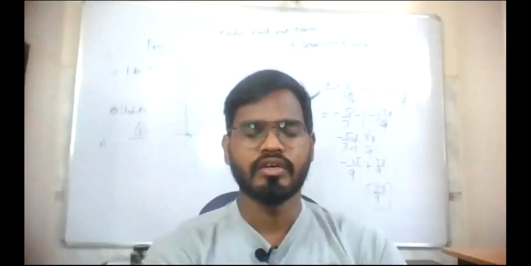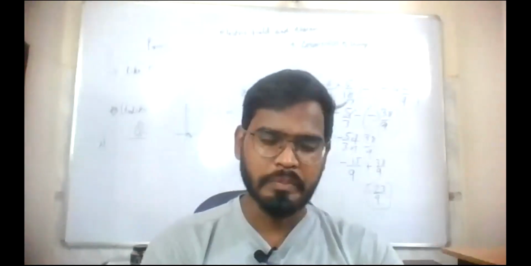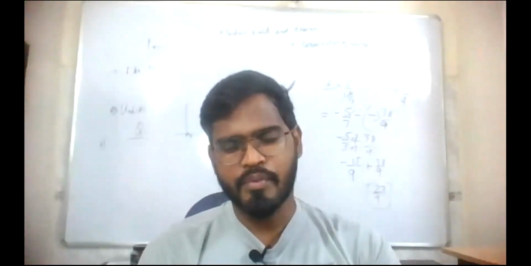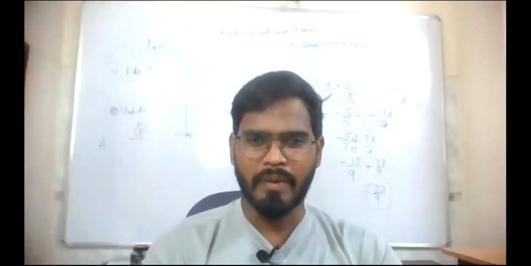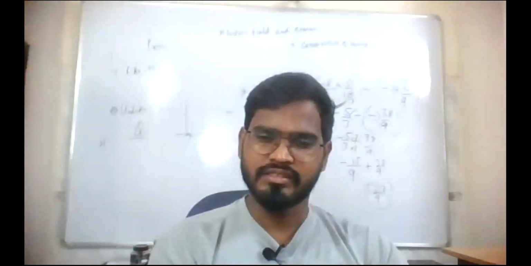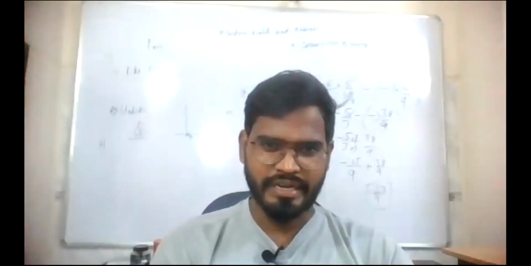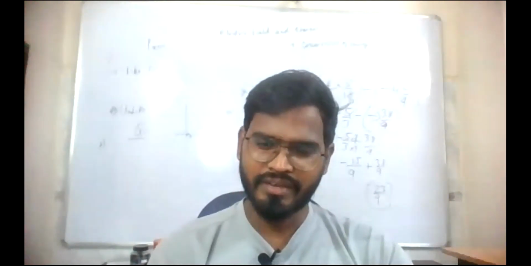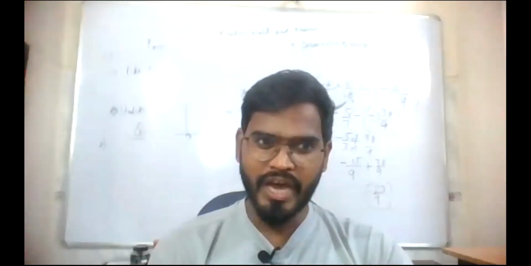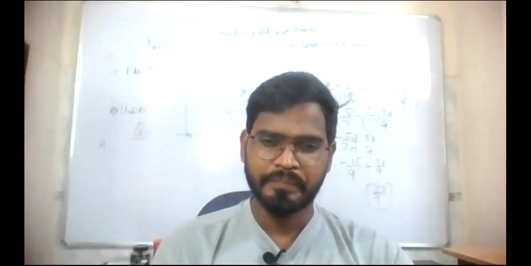Today we are going to do the third lecture of electrostatic potential and capacitance. In this lecture specifically we will see potential due to a sphere. Potential due to a sphere is divided into two parts. First is hollow sphere, and then second is solid sphere. Hollow sphere can be conducting or non-conducting, and solid also can be conducting and non-conducting. So in this lecture we will see the hollow sphere.